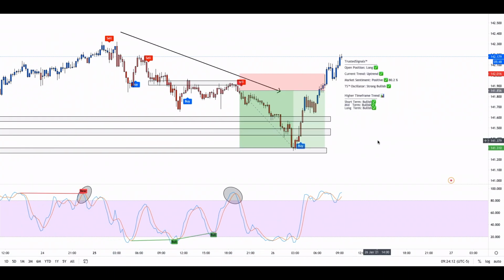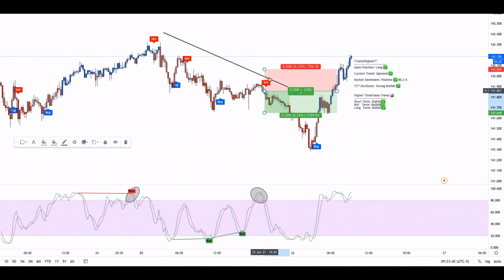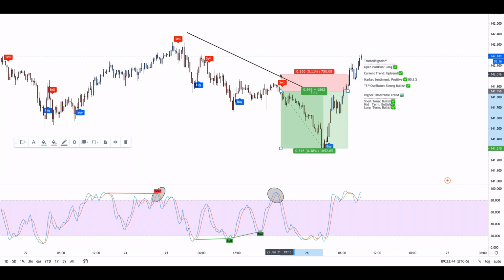You can combine the Stochastic RSI with other TrustedSignals indicators as well. We will go over that in a future video.